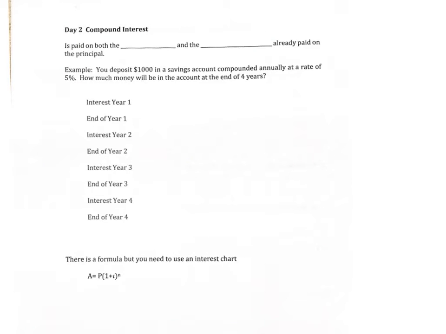The second type of interest that you can earn is compound interest. So it is paid on both the principal as well as the interest that you have already paid. So, for example, you deposit $1,000 in a savings account compounded annually at a rate of 5%. How much money will be in the account at the end of 4 years?